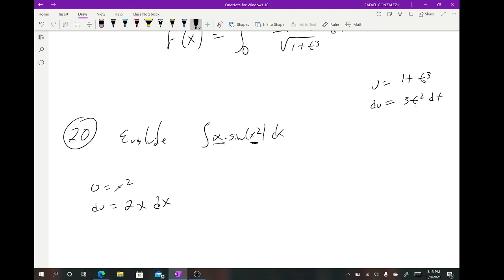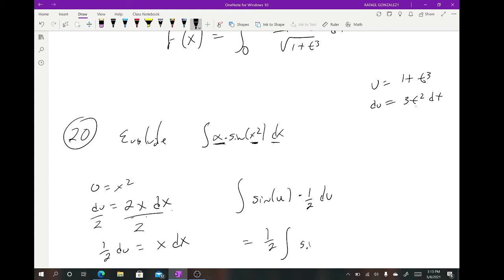Notice that I have x dx here. I don't have 2x dx. So what I could do is divide both of these sides by 2. So I got 1/2 du is going to be equal to x dx. So now I'm good to go for my substitution. My substitution is going to be the integral of sine of u times 1/2 du, which is the same thing as 1/2 times the integral of sine u du.